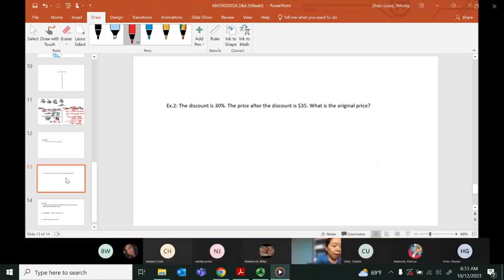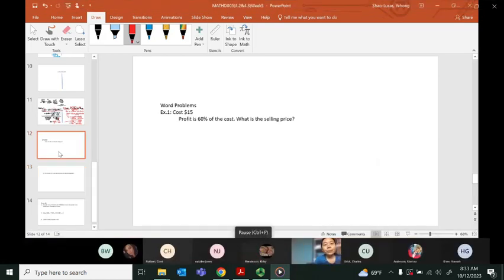Two word problems. The first one is talking about the cost and the profit. Nowadays, a lot of people sell things on Amazon, eBay, online. And when you sell things and you want to make money, say you bought something for $15, that's your cost. And you want to make sure your profit is 60% of your cost.